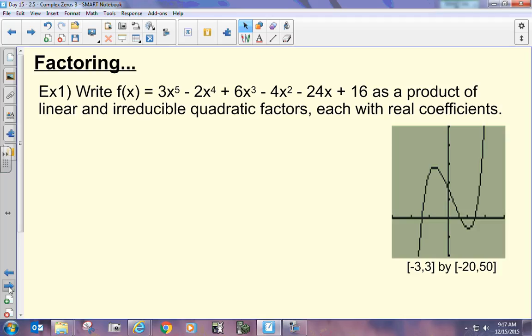All right, here we go. We've been doing this synthetic division to help us find factored forms of polynomials. This is no different. Write f of x, which is a big long polynomial here, as a product of linear and irreducible quadratic factors, each with real coefficients. So, what's a linear factor look like?